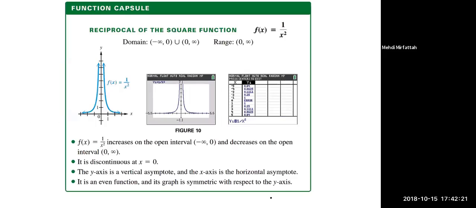Reciprocal of square function. This is another graph that you want to include in your summary sheet. Basic graph of y is equal to 1 over x squared. It increases on the open interval negative infinity to 0 and decreases on the open interval 0 to infinity. It is discontinuous at x equal to 0. There's no function going there. The y-axis is a vertical asymptote, and the x-axis is a horizontal asymptote. It is an even function, and its graph is symmetric with respect to the y-axis.